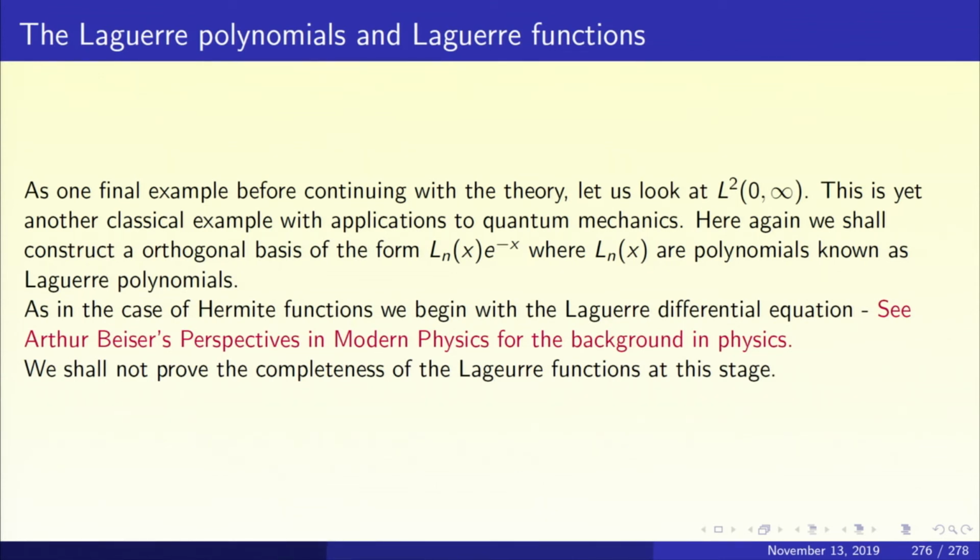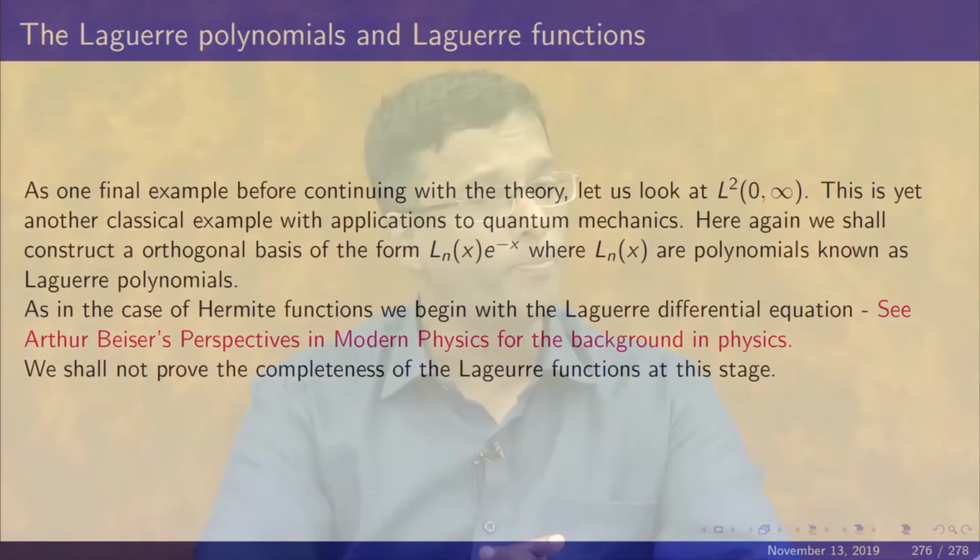As in the case of Hermite functions, we shall begin with the Laguerre differential equation. Where does the Laguerre differential equation come from? It also comes from the Schrodinger's equation. You should look at the book by Arthur Beiser, Perspectives of Modern Physics, for the relevant background from physics to understand where this comes from. Again, the Laguerre functions will be complete orthonormal in L2 of 0 infinity. We shall again not prove the completeness right now. We shall only establish the orthogonality.